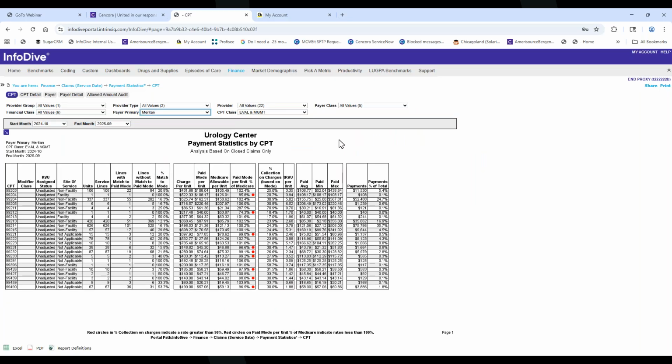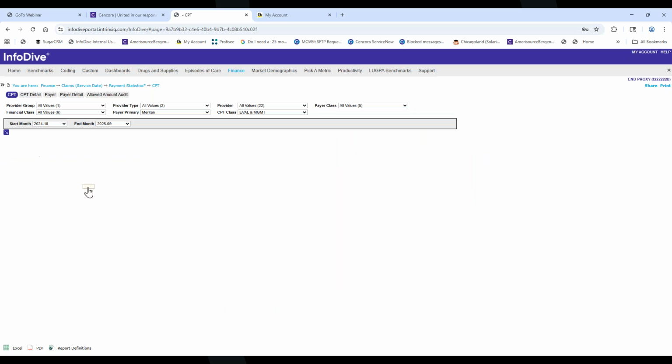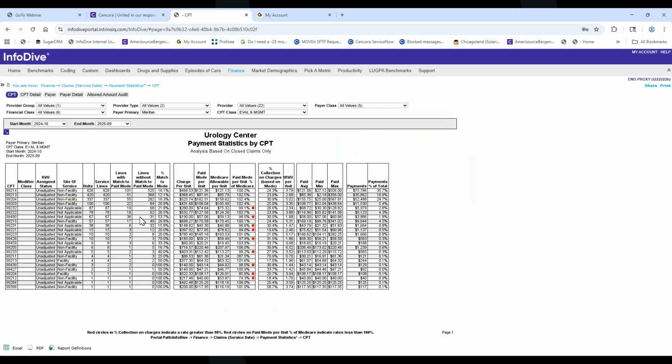One thing about this report, you're going to notice right away that their percentage of Medicare is going up. It's higher. I'm going to sort on units, get our codes at the top. You can see here where we were getting less than 100%. Now you might be thinking, gosh, you're getting more than 100% on quite a few of these codes now. That's because the payment statistics report does not include any zero paid claims.